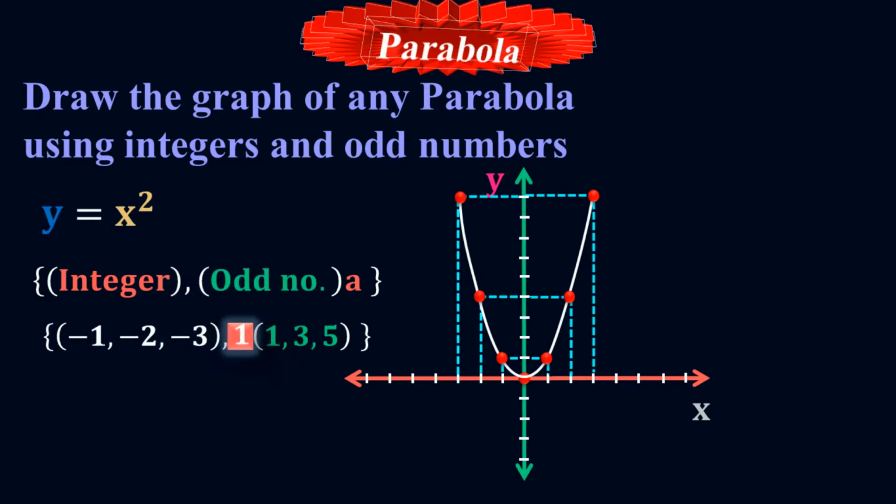As I told you, my 1 is actually A. Let me explain again. I want to draw the graph of a parabola using integers and odd numbers. This is my equation, y equals x squared. I put integers on one side and then odd numbers on another side times A. So let's suppose I have integers -1, -2, -3. My A is 1 here. Odd numbers are 1, 3, 5.